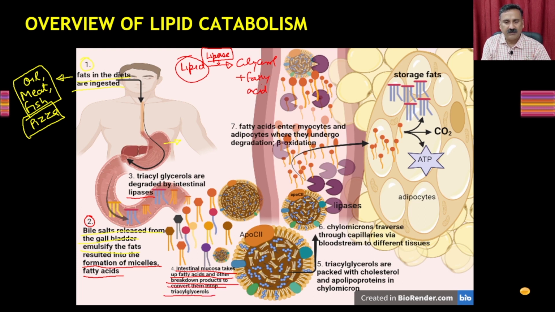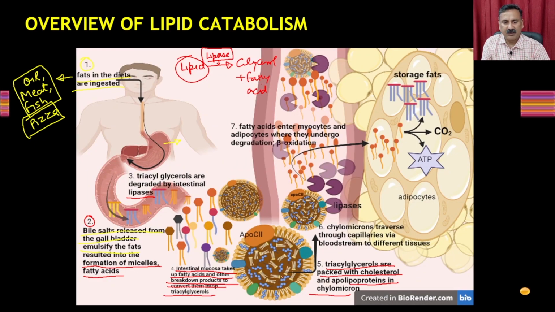And you see this is the chylomicron, and the chylomicron is the way in which the fatty acids are going to be transported within the blood, right? So the triglycerides are then going to be packed with the cholesterol and apolipoprotein in the form of a chylomicron. So chylomicrons are going to be packed where you have the lipid bilayers, and within the lipid bilayer you have the cholesterol, triglycerides, and all these.